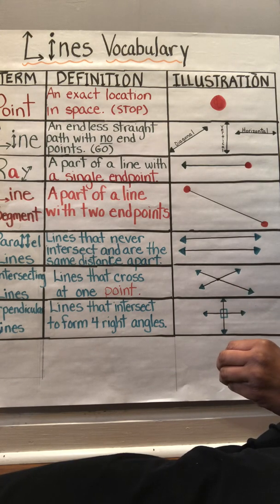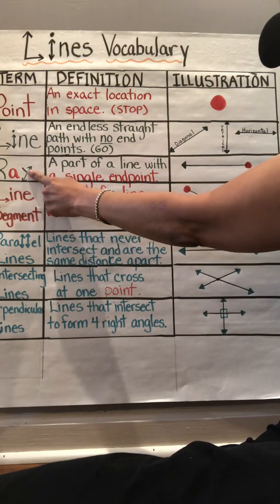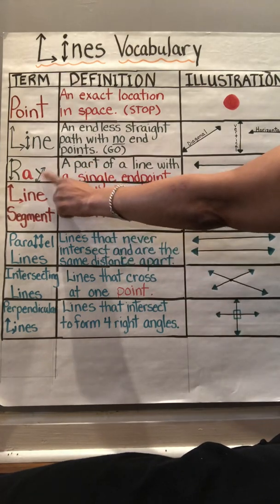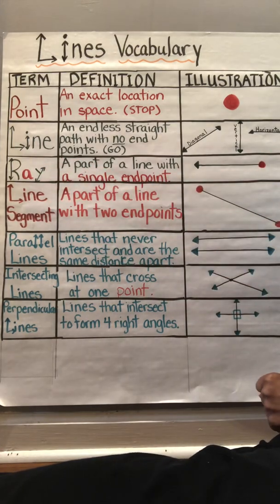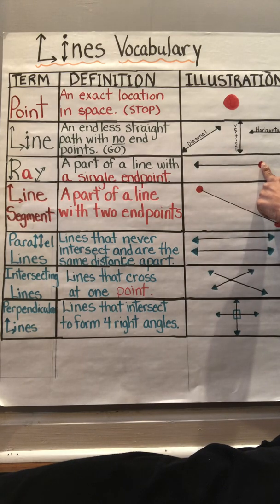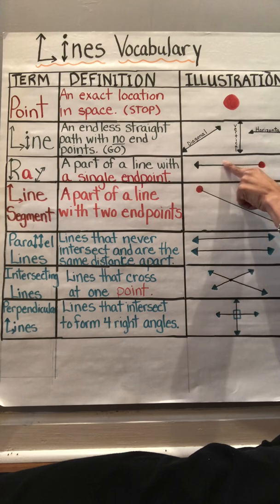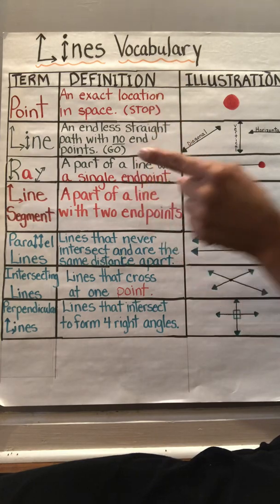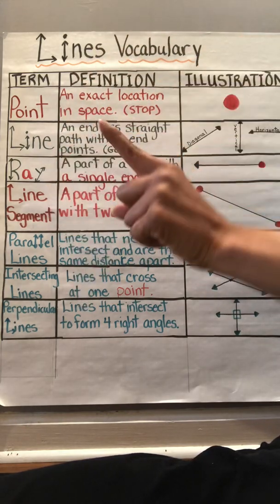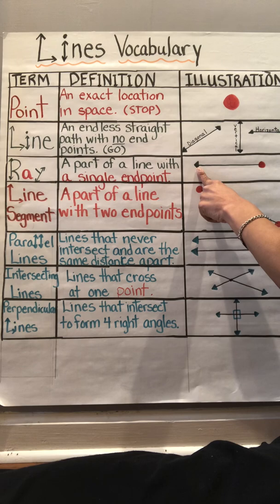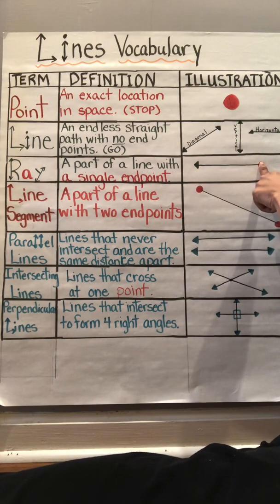All right, the next term would be ray, if you guys can see that. I'm going to move it back over this way a little bit. The word ray is a part of a line with a single endpoint. So here's a ray. You have an endpoint here, which means it won't move in that direction, but it will move in this direction because of the arrow. Now I could make a ray going up, going sideways, going down, going diagonal. As long as there is an arrow moving in one direction, that's the direction that the ray goes. The endpoint is where it would stop.